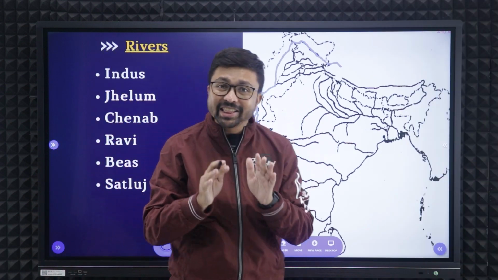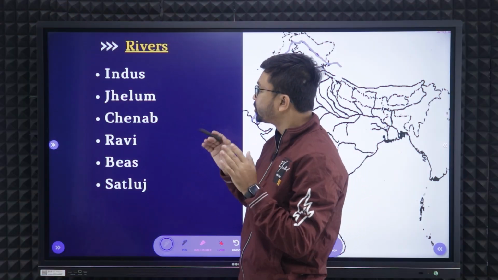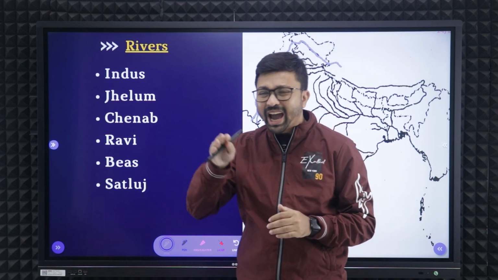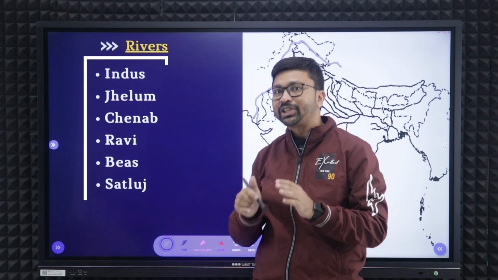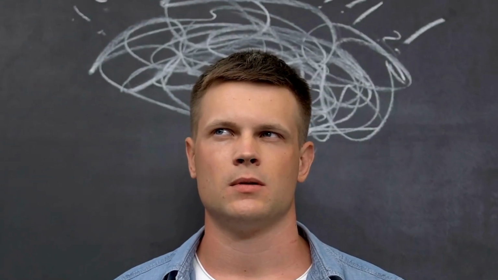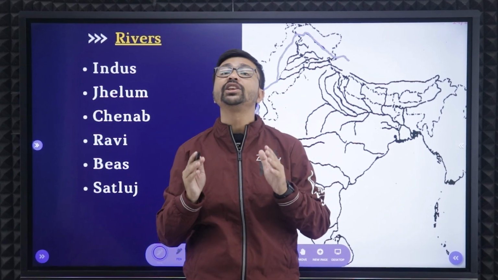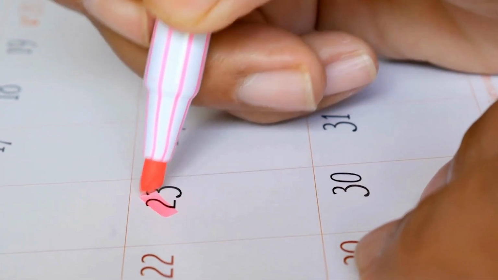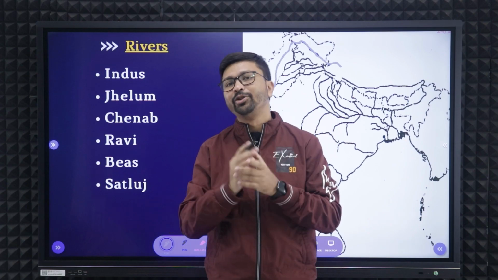And remember, the Indus river has 5 tributaries. What are those? Jhelum, Chenab, Ravi, Beas, Satluj, and they will be in the same sequence. Now how to remember the sequence? There is a lot of confusion, and every year I see so many students making mistakes in the sequence. As a result, they make wrong markings in the exam and lose marks.